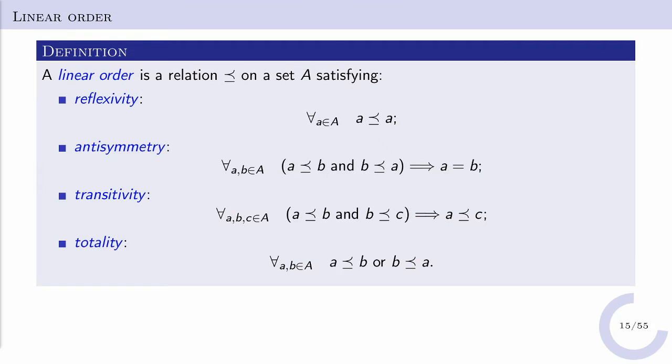Recall that some relation on a set A is called a linear order if it satisfies the following four axioms. So first of all, every element is in a relation with itself, so the relation is reflexive. Secondly, if we have two elements, A and B, of a set A, such that A is in a relation with B and B is in a relation with A, then A and B must be equal. This is antisymmetry.